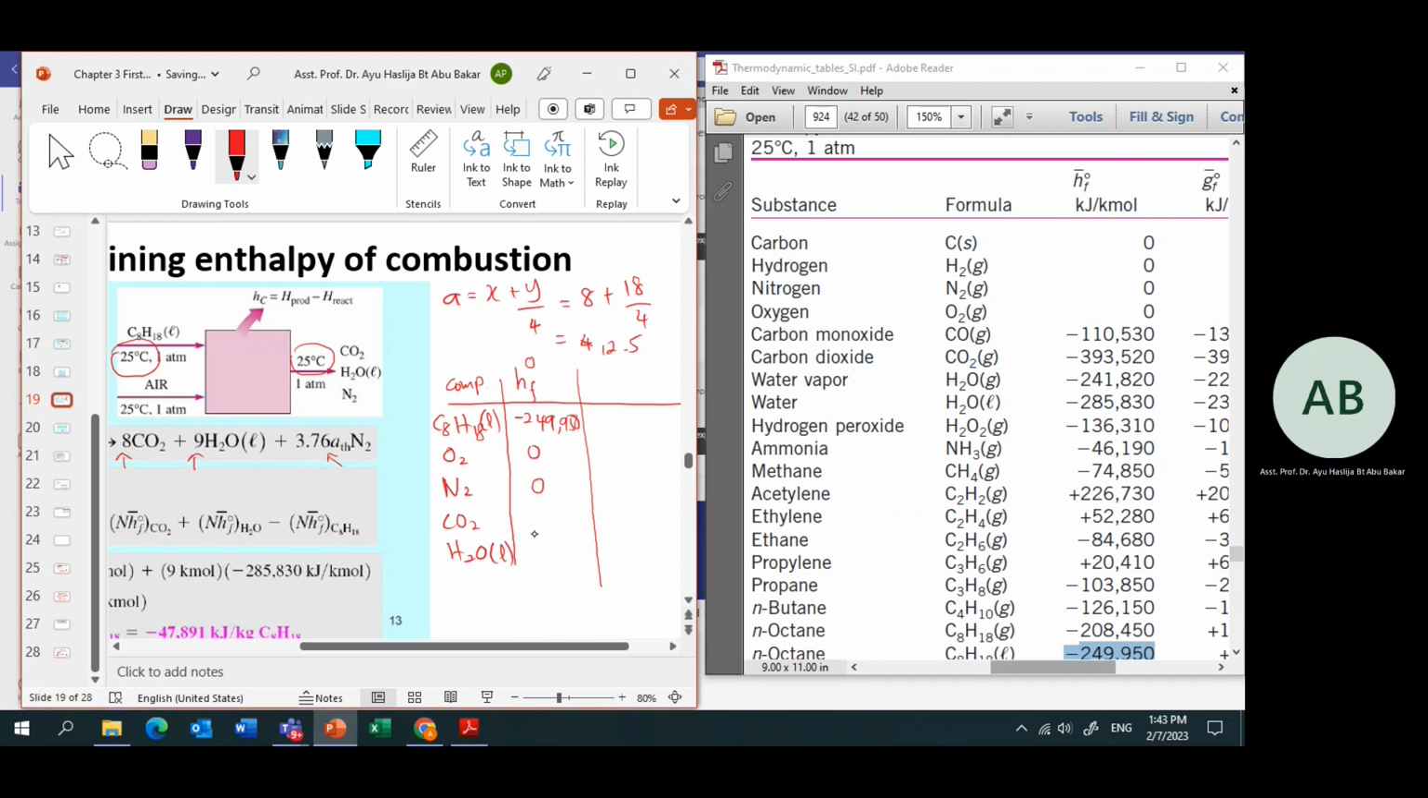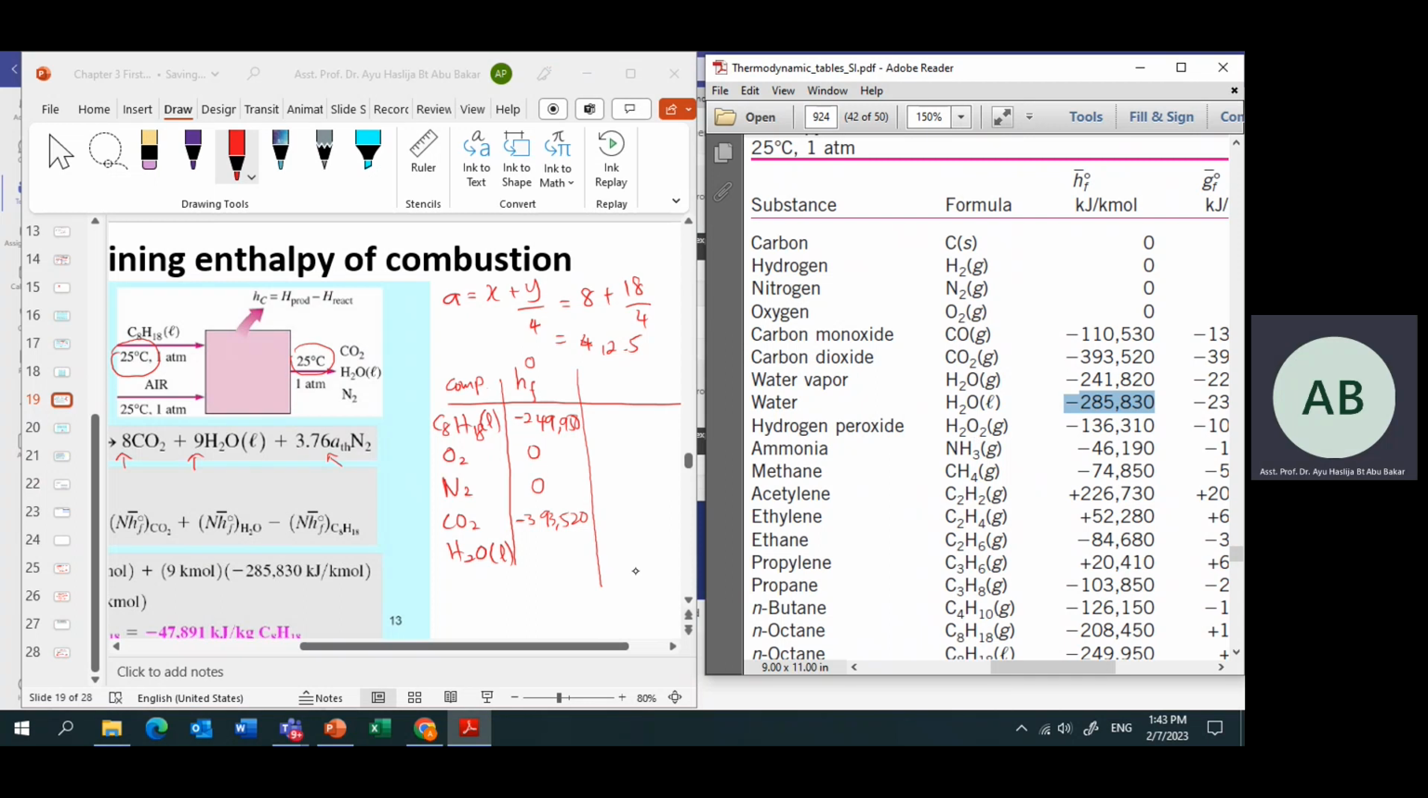CO2? Negative 393,520. H2O liquid, negative 285,830.